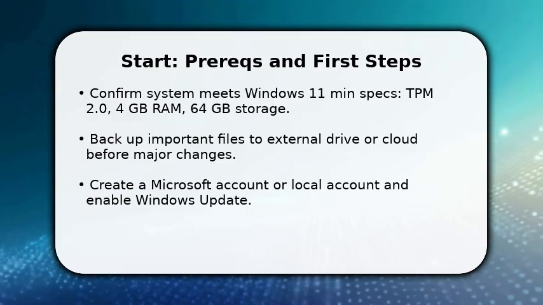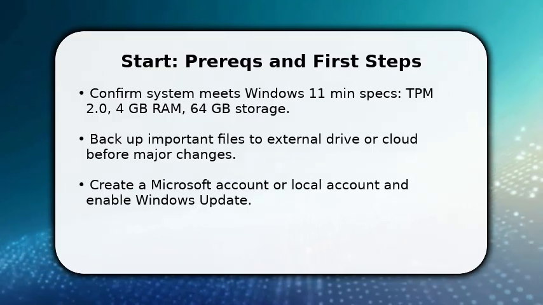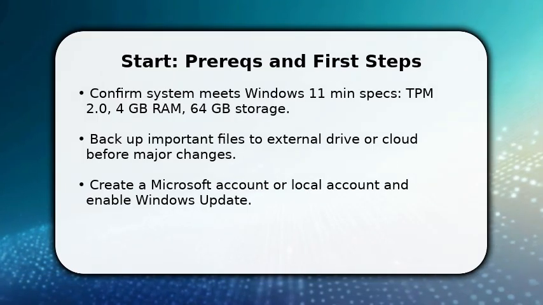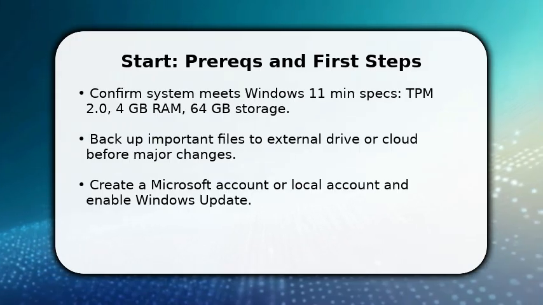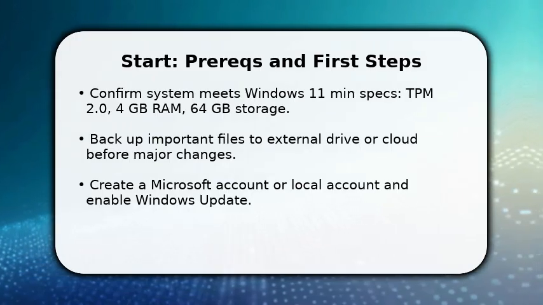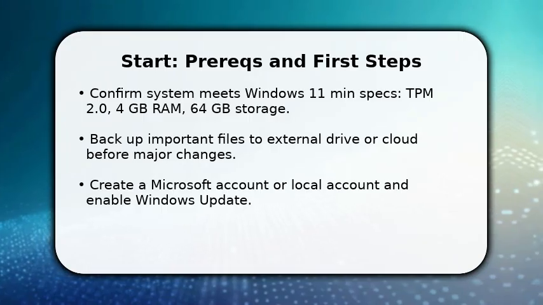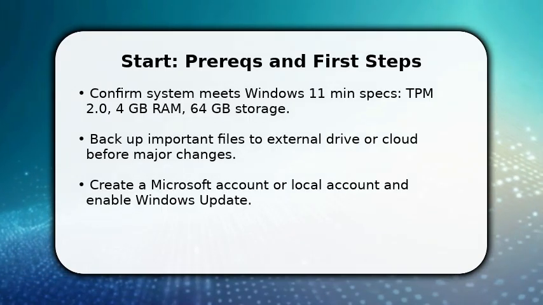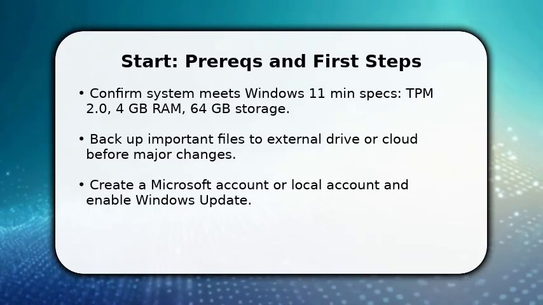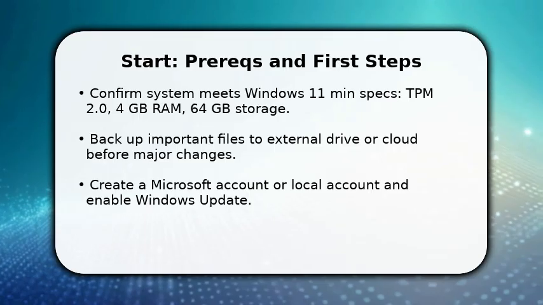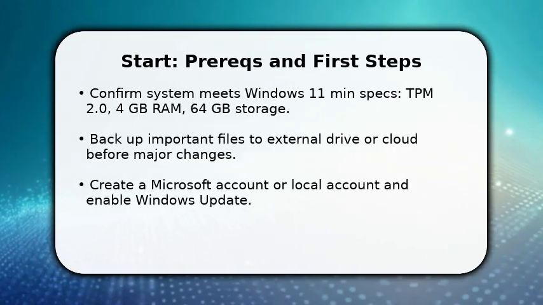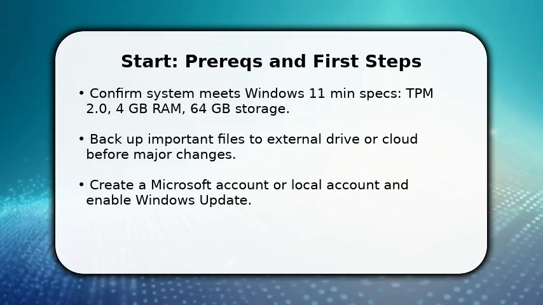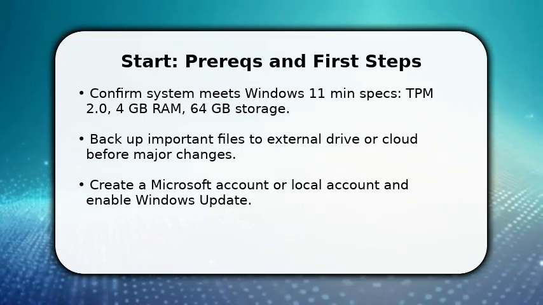Enjoy the video. You'll begin by verifying hardware and securing your files. Check TPM 2.0, CPU compatibility, 4 GB RAM and 64 GB storage. That avoids install failures. Once done, back up critical documents to an external drive or cloud so you can recover quickly. Then create or sign into a Microsoft account for syncing, or set a local account if you prefer privacy.